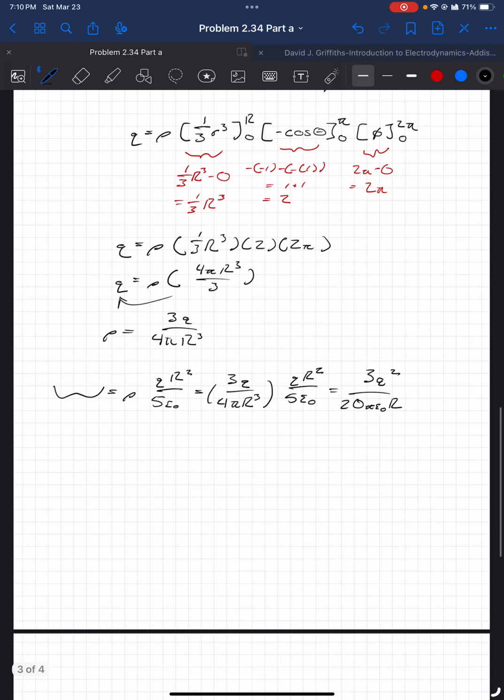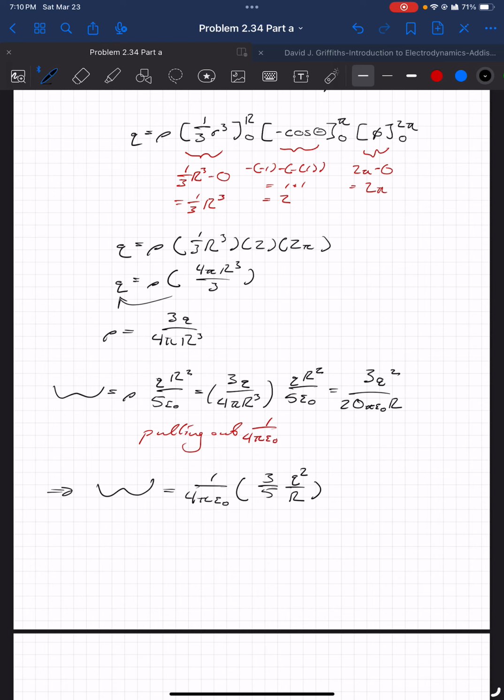So by pulling out 1 over 4 pi epsilon naught, which is just a common value, from this formula, we end up with our final value for work, or energy stored in the system, of 1 over 4 pi epsilon naught times 3/5 Q squared over large R. And with this, we have found how much energy is stored in a uniformly charged solid sphere of radius large R and charge Q, using the potential found in problem 2.21. Thank you.